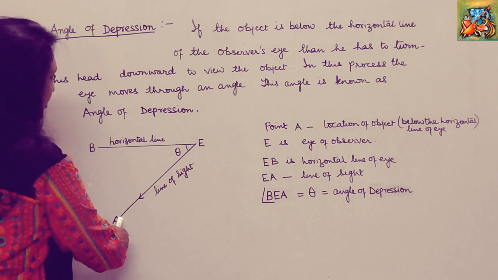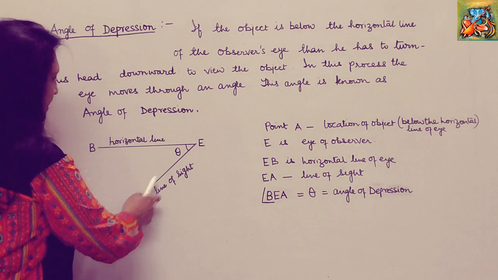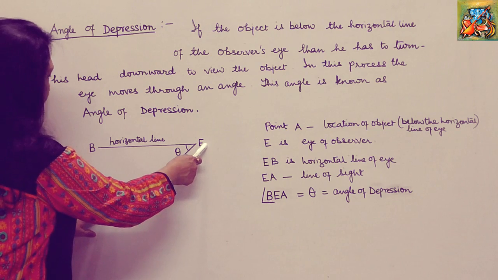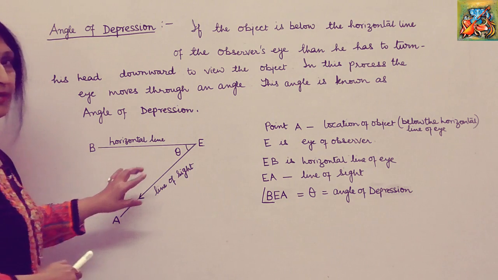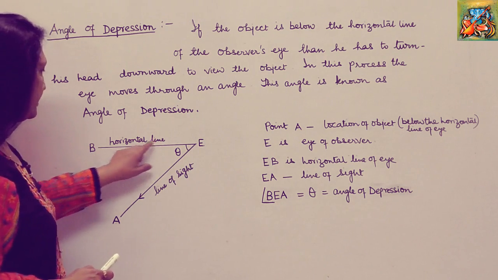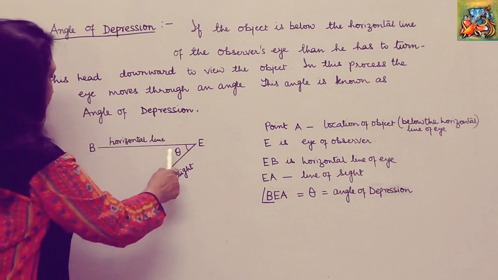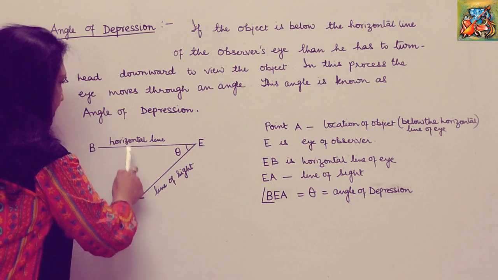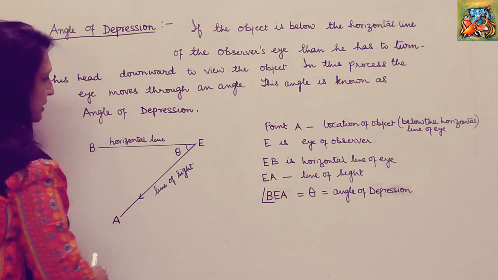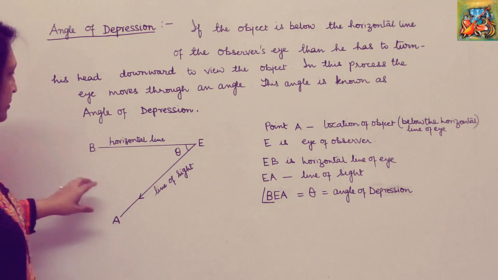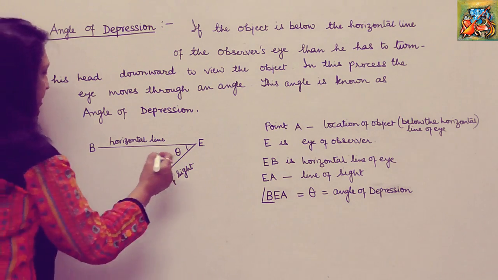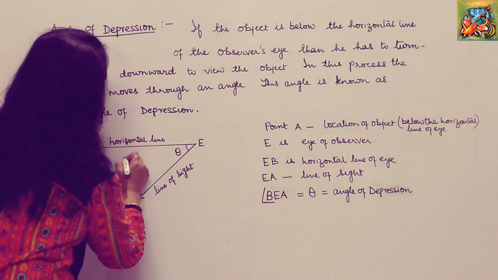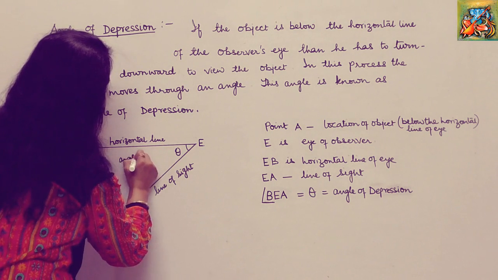Suppose the location of the object is A. E is the eye of the observer. The horizontal line of the eye of the observer is BE, and the location of the object is below the horizontal line of the eye of the observer. So the angle of depression is forming. This theta is the angle of depression.